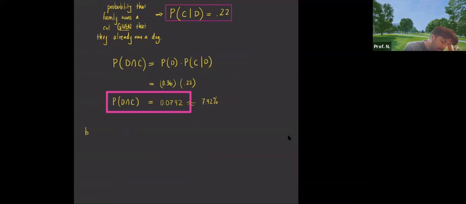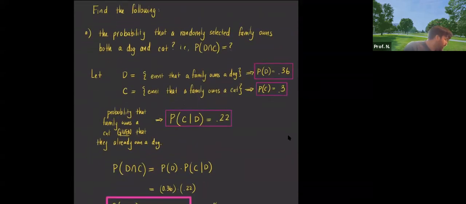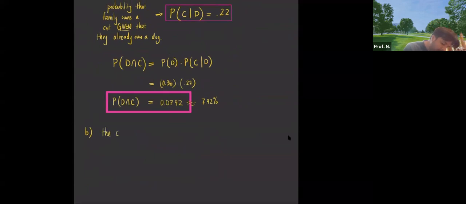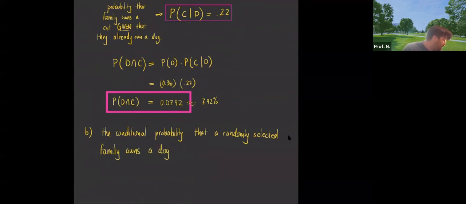Now part B asks, find the conditional probability that a randomly selected family owns a dog, given that it owns a cat. Now we want the other conditional probability.